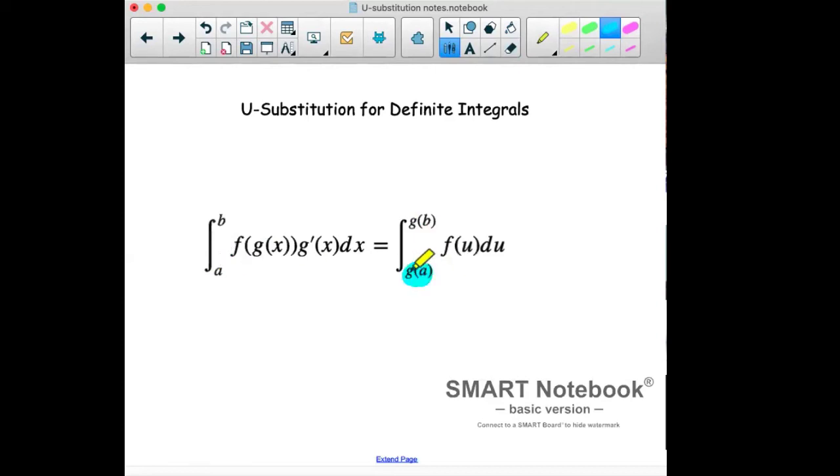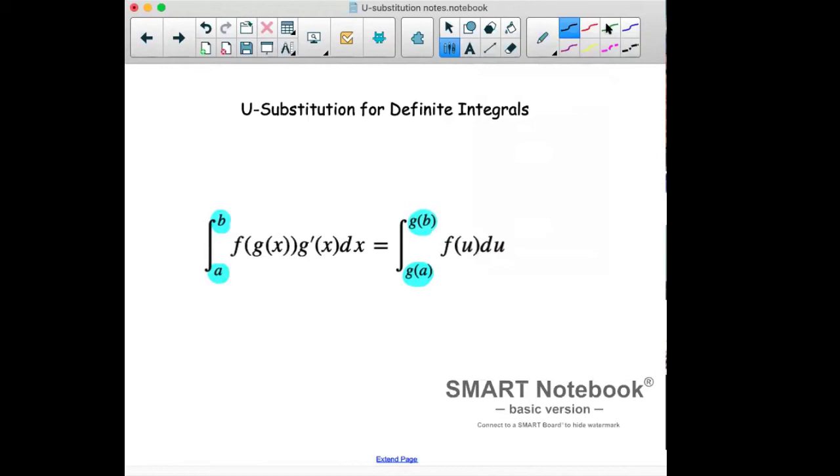I'm going to change it to g of a. So I have to substitute a into my inside function and figure out that value, and that's now going to be my new lower limit. And then I'm going to do the same thing with my upper limit. I'm going to substitute in b into my inside function, and that's going to give me my new upper limit. So that's the only extra step, substituting a and b into our inside function to figure out our new upper and lower limits of integration. And then we're going to do f of u du, and we don't have to go back to x's. We're now in the u variable.